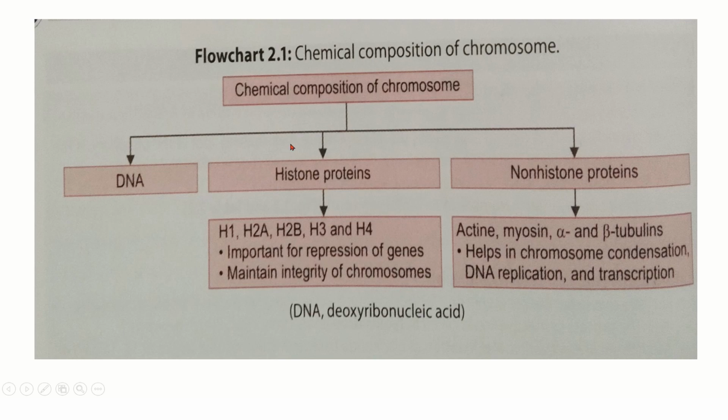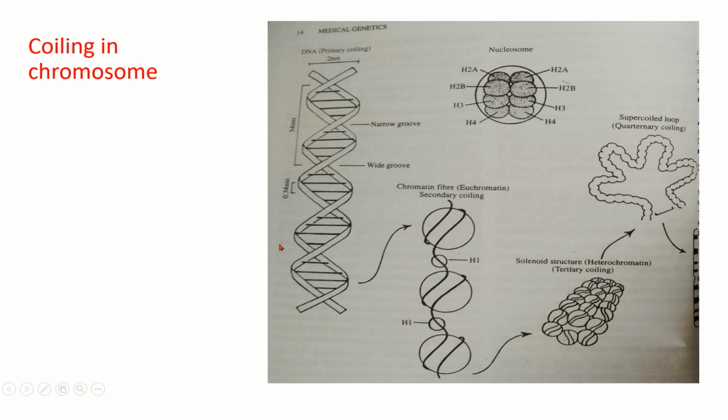Chemical composition of chromosomes: mainly made up of DNA, histone proteins and non-histone proteins. Histone proteins are H1, H2A, H2B, H3 and H4. They are important for repression of genes and maintaining integrity of chromosomes. Non-histone proteins, such as actin, myosin, alpha and beta tubulins, help in chromosome condensation, DNA replication and transcription. You can see the coiling of chromosomes. This is the primary coiling where it appears like DNA. Then the DNA is coiling around the nucleosome.